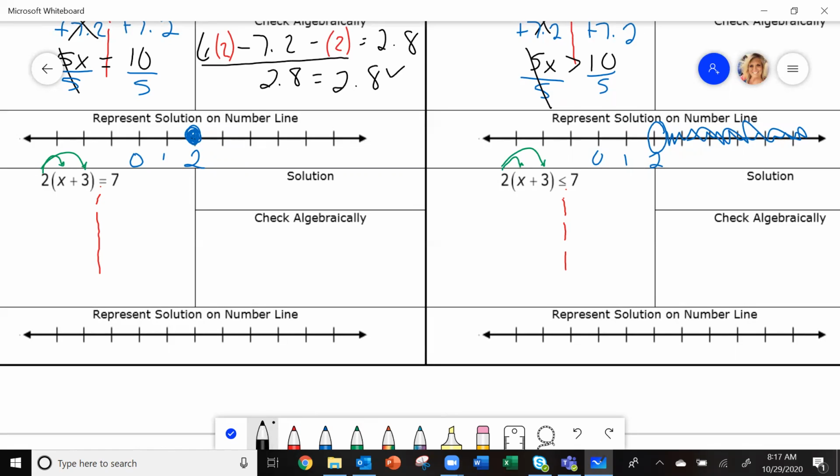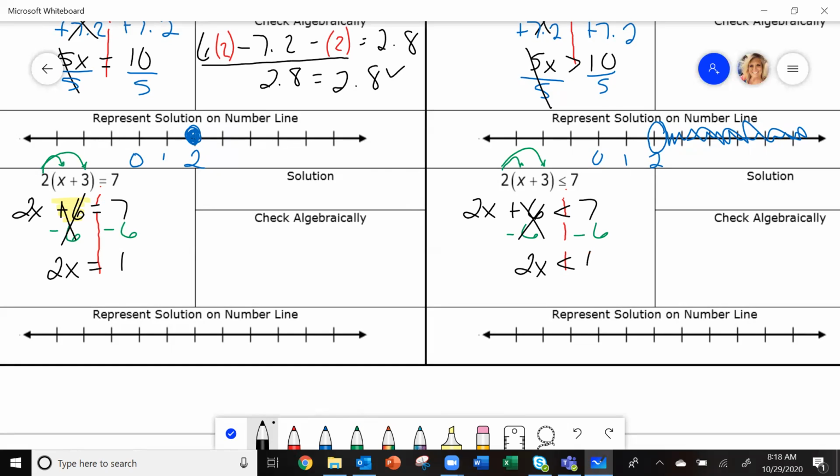So 2 times x is 2x. 2 times 3 is 6. And it equals 7. Same over here, 2x plus 6 is less than 7. To get x by itself, you need to move this plus 6 and do the opposite, which is minus 6. So I'm going to subtract 6 from each side. And these cancel. I get 2x equals 1. 2x is less than 1.